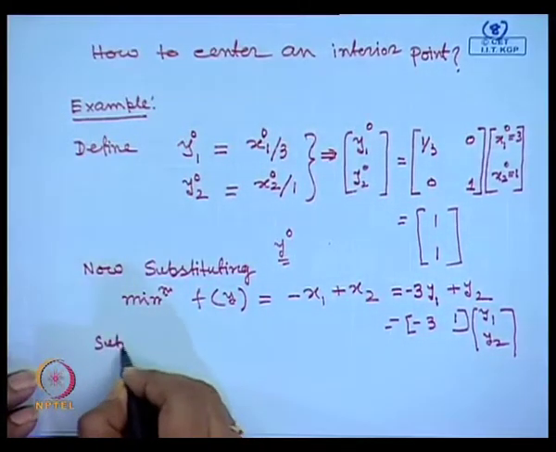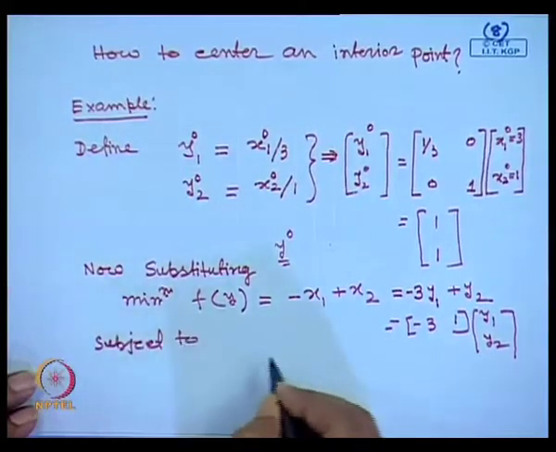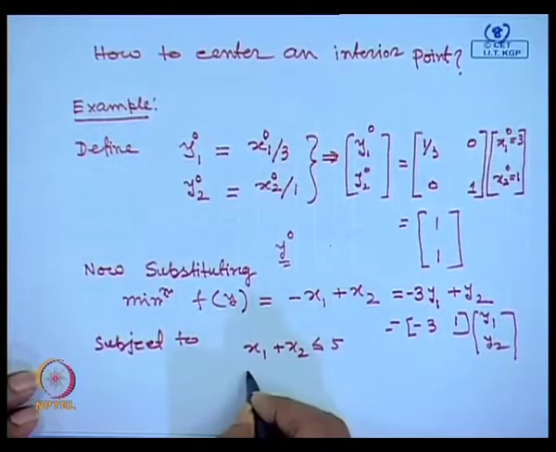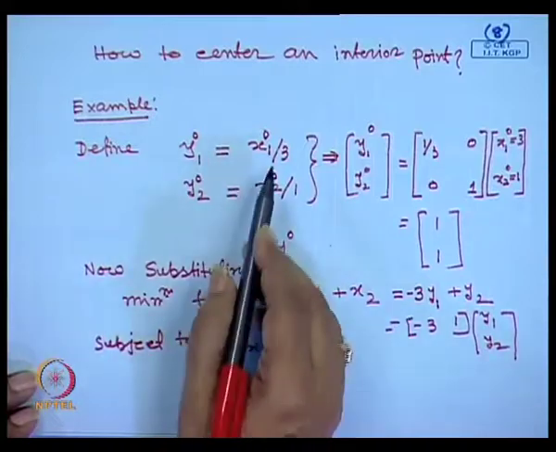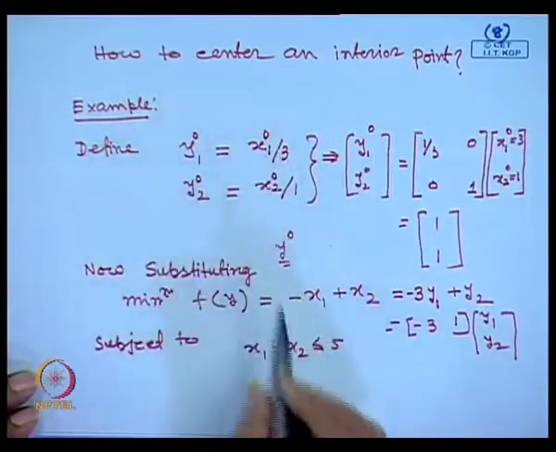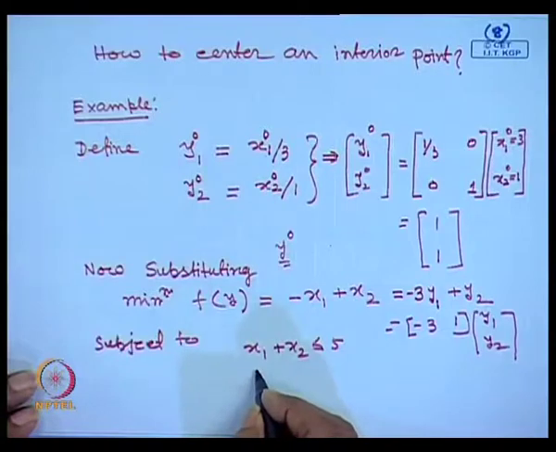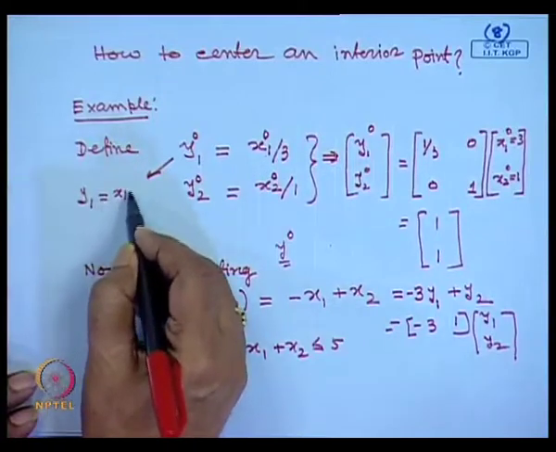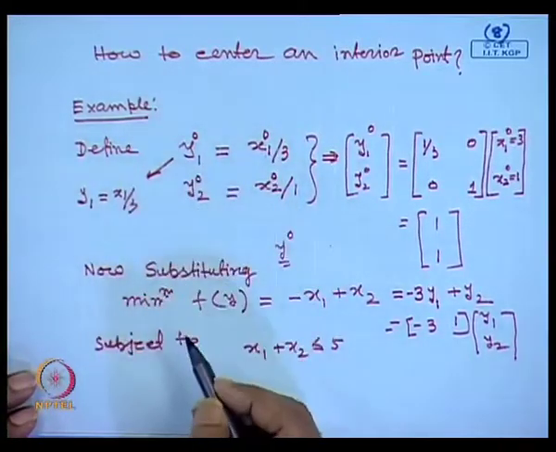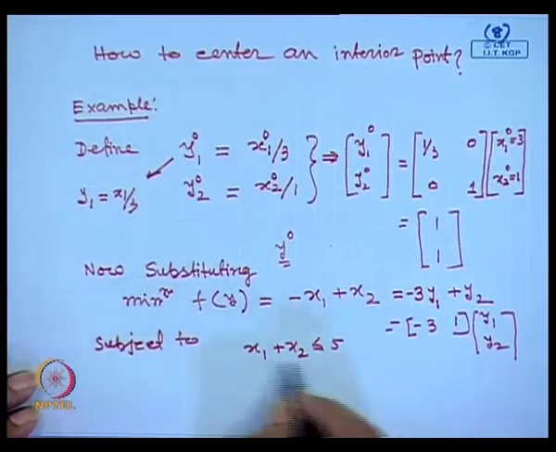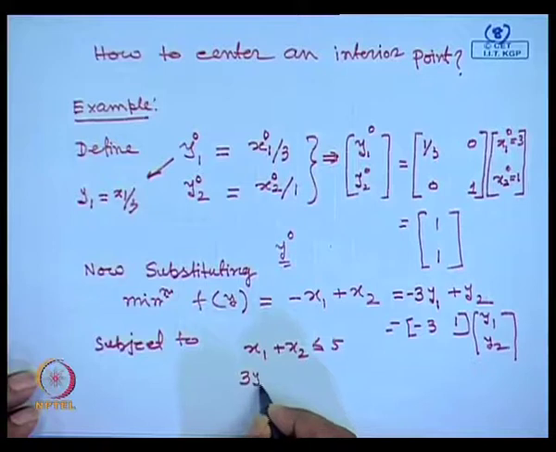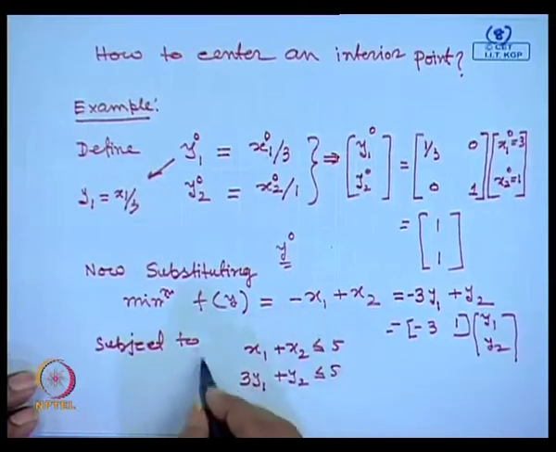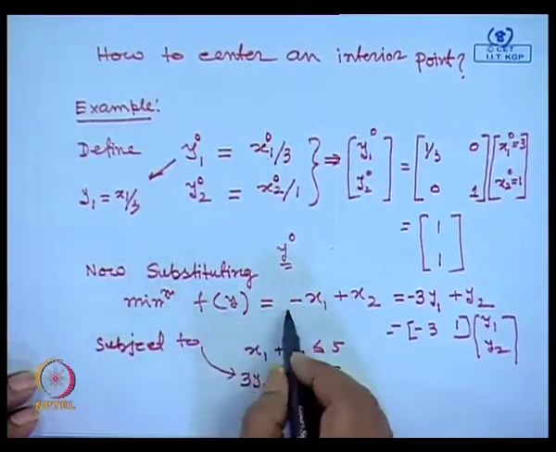Then subject to our constraint x 1 plus x 2 is less than or equal to 5, which we can write as, see this relationship, x 1 is 3 y 1. In general that relation is y 1 equals x 1 by 3, and that corresponding point we can write like this. Agree? So, we can write 3 y 1 plus y 2 is less than or equal to 5. So, now it is converted, this is in the transformed coordinate axis.